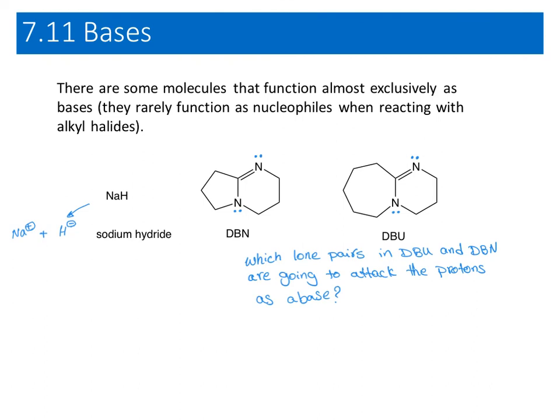So now think about it. Which lone pair is the most basic one? So the answer for this question is these two lone pairs. They are the most basic one. And the reason for that is because this bottom lone pair on the bottom nitrogen, they are allylic to this double bond, so they can participate in resonance in both of them. Therefore, they are not available to attack the proton and take the proton. So these two lone pairs are the most basic lone pairs in DBN and DBU structure.